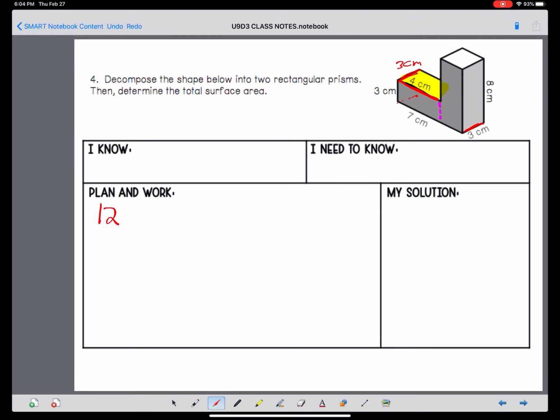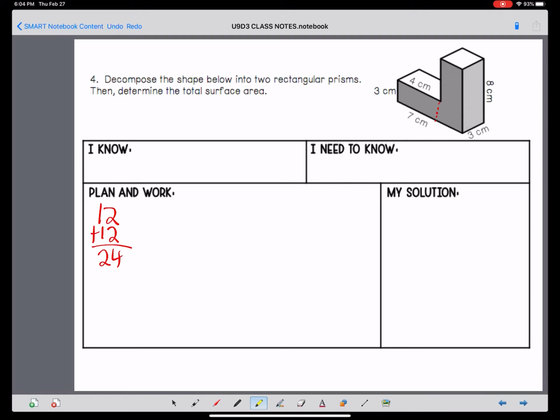There's something else we need to realize. There's also a bottom part of the prism that will be the exact same, which is 12. So I need to add another 12. And I'm going to get 24. Let's erase what we have so far, because now we need to find another side.